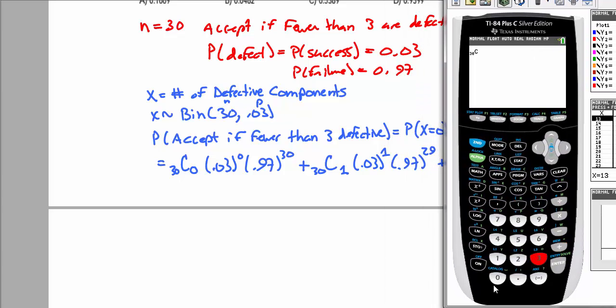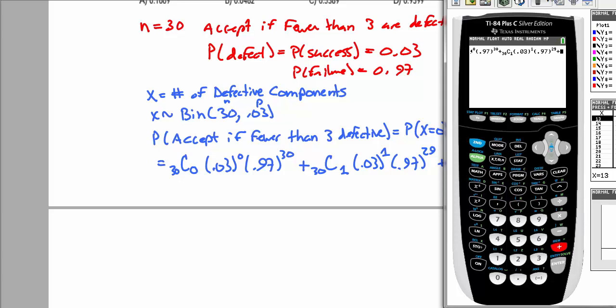I'm still going to do my combination, so 30, math, probability, combination, 1, 0.03 to the first. I'm using a first here because I'm right over here on this problem. Arrow out, and then I have 0.97 to the 29th.